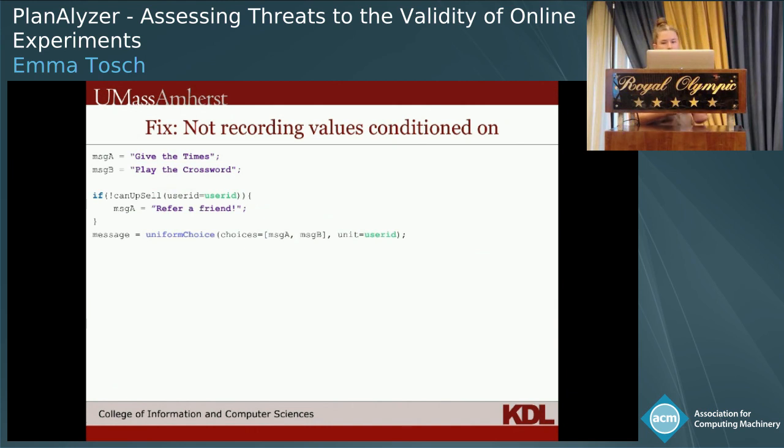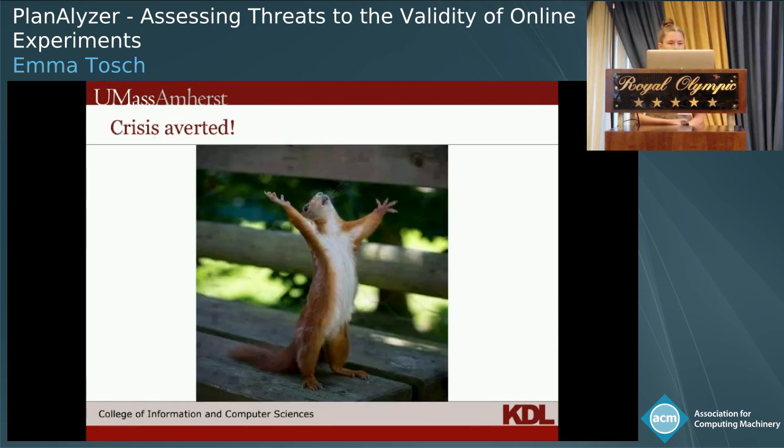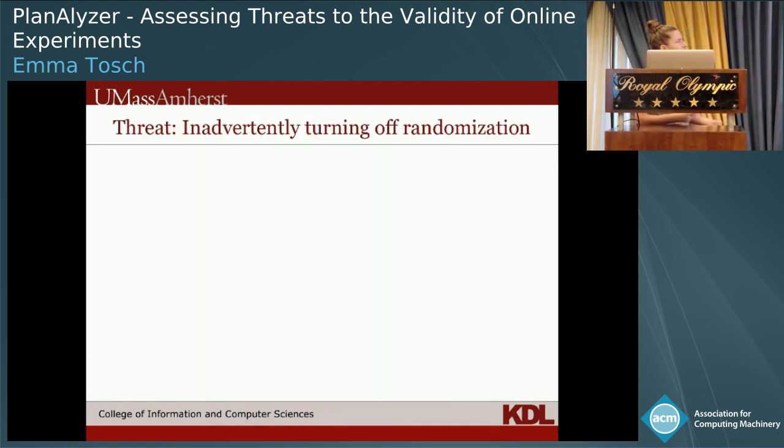Fortunately, we can fix this problem by storing the potential confounder in a variable that we can condition on. So we modify the code like so. And once again, great, we did it. And then we also want to consider turning off randomization as one of the threats to validity.